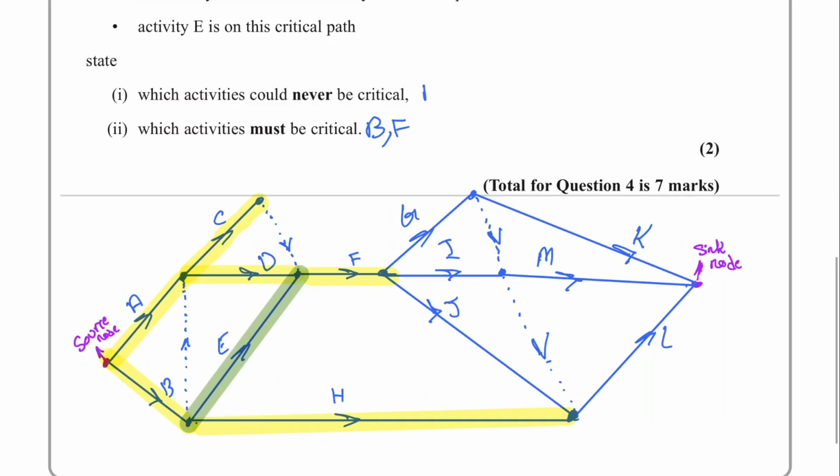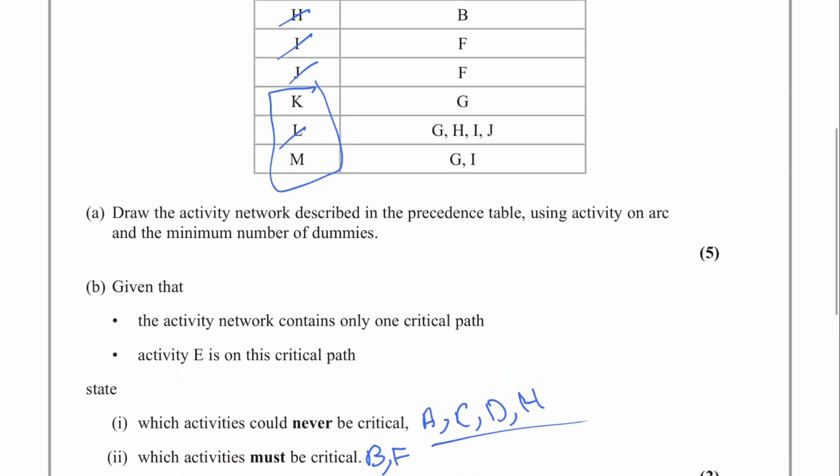So A, B, wait, not B, A, D. I don't know why I say B. Sorry. B is critical. B is a critical activity. Then we said A, C, D, and H. So those are the ones that can never be critical. So this is it for question number 4. And now we can go to question number 5.